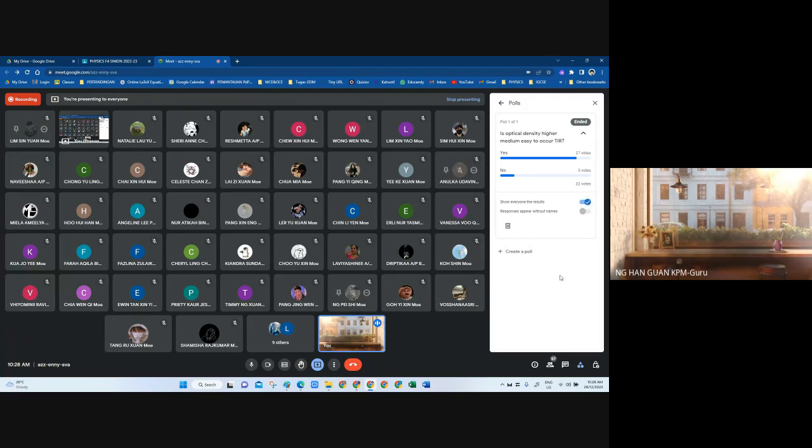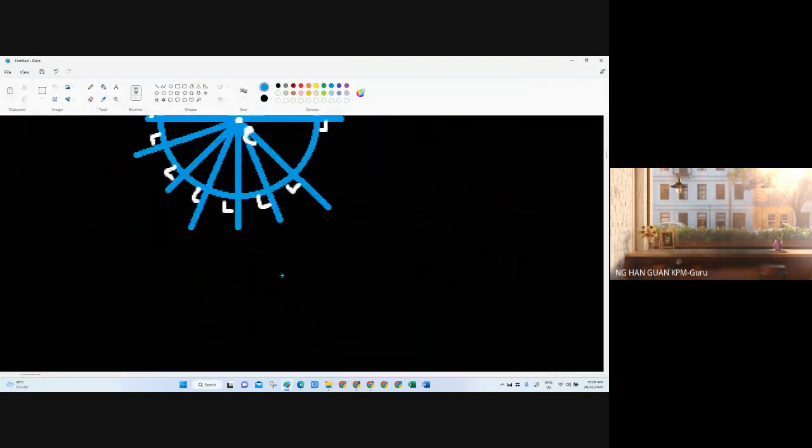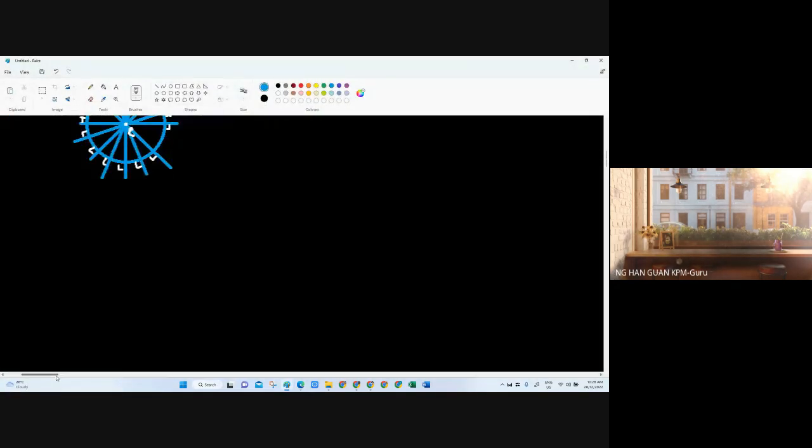So with a total of 32 responses, 27 of you say yes, but 5 of you say no. Okay. So now my question is, I want to know whether the optically denser medium is easier for total internal reflection to occur or not. Okay, so now let's say the question can be designed in this way. Within the exam, the question can be very simple. Let's say an example like this.